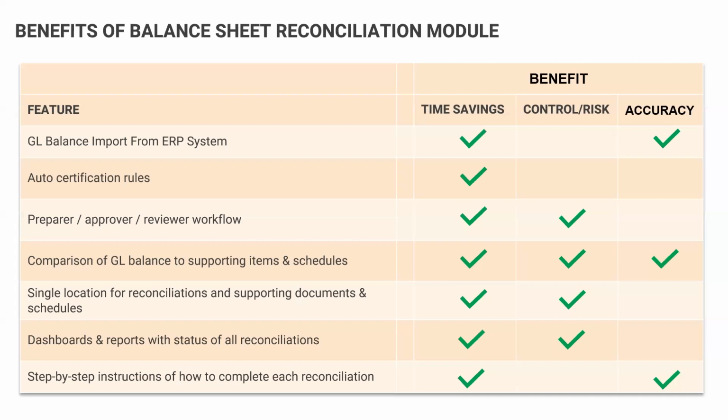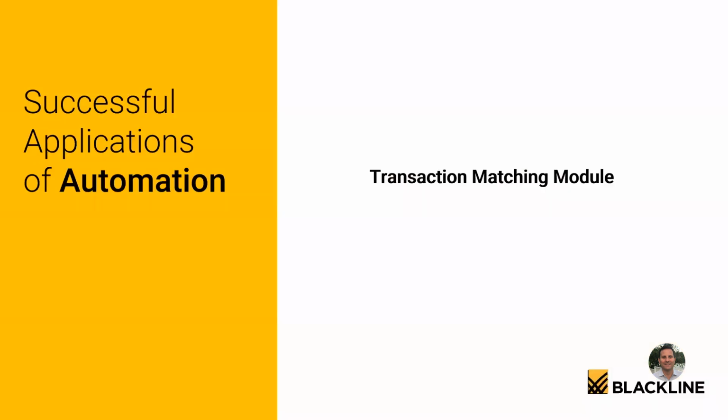Okay, so that completes the overview of the balance sheet reconciliation module. Now let's jump to the transaction matching module, which is used to automate bank reconciliations. Now, when we're talking about transaction matching, we're talking about matching records from one data source to another. And again, the most common example is a bank rec.